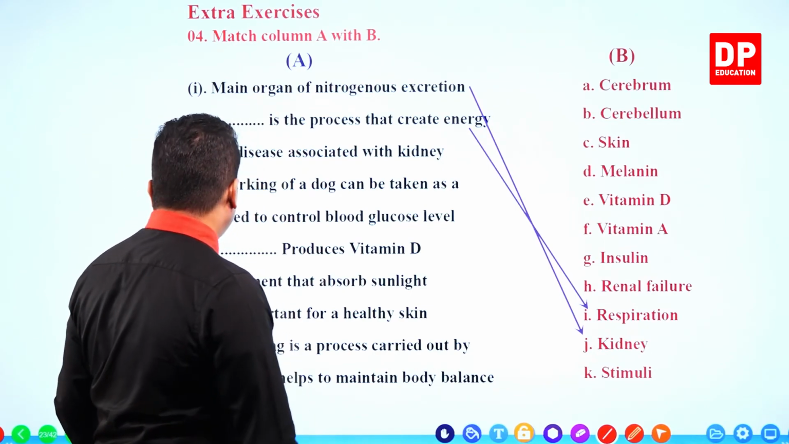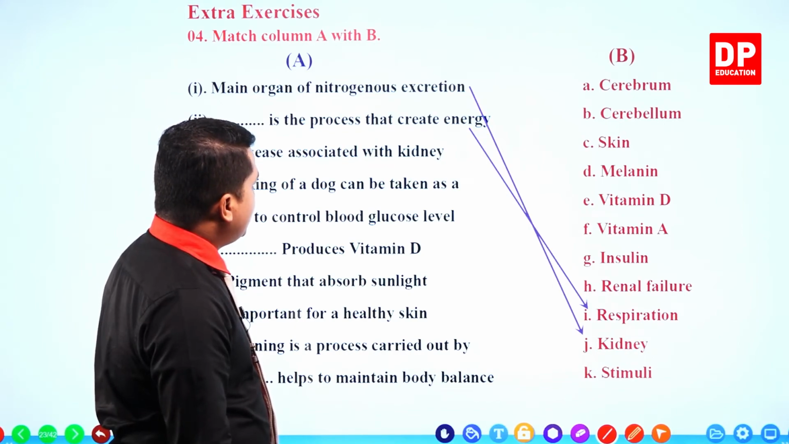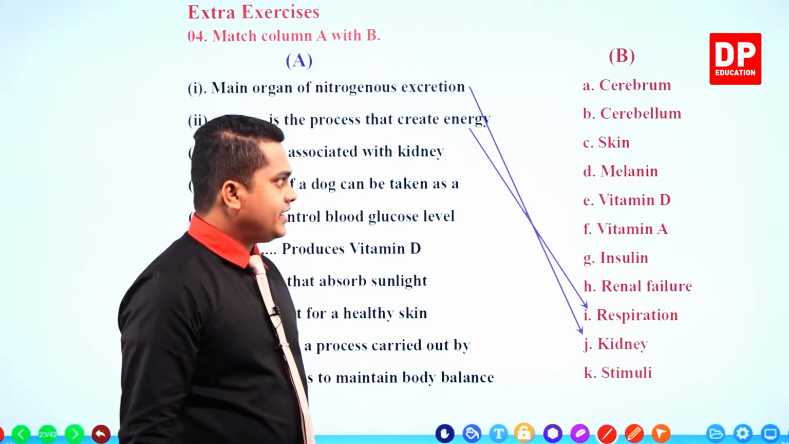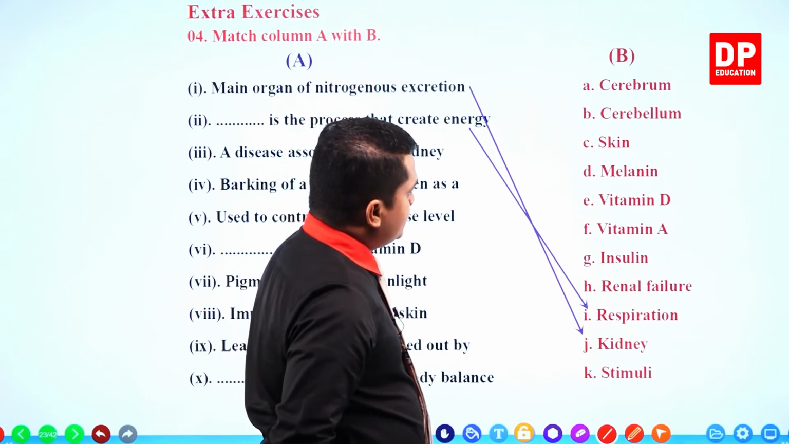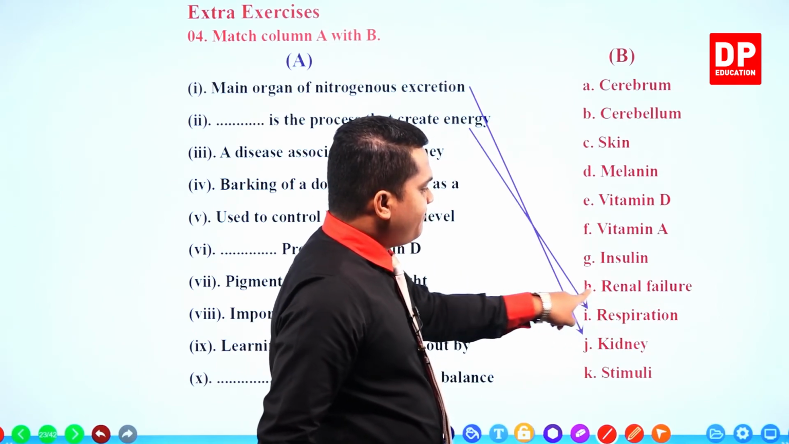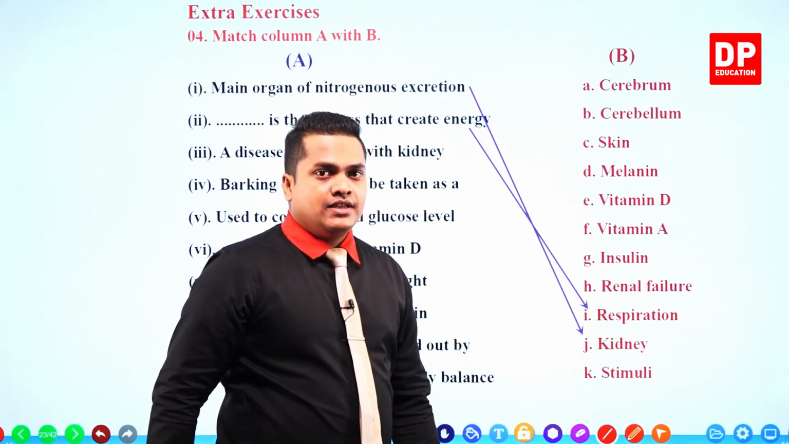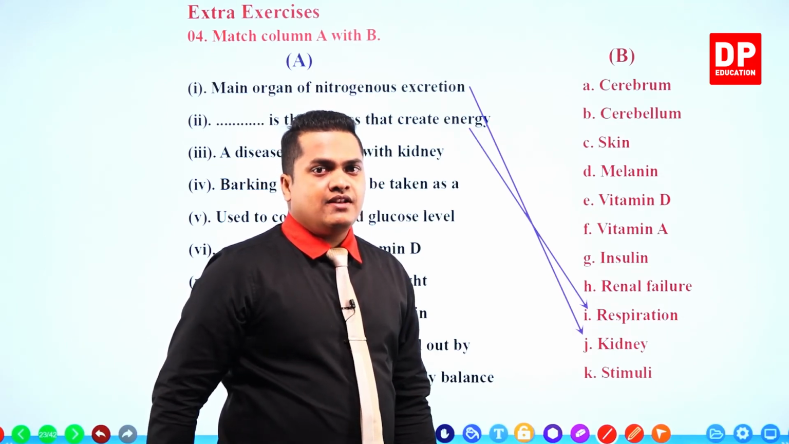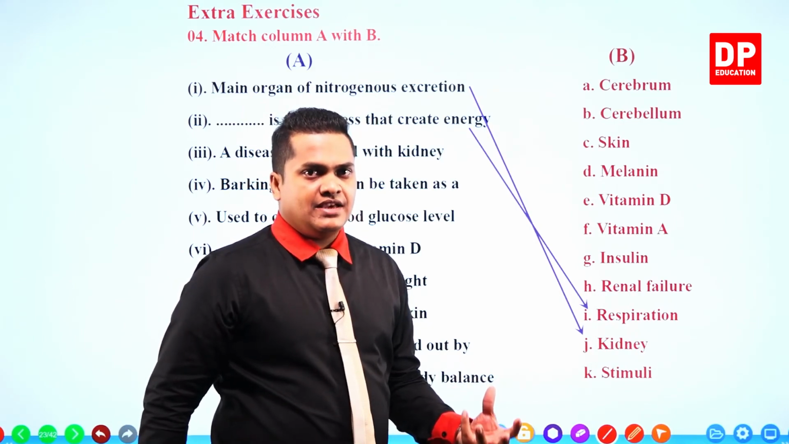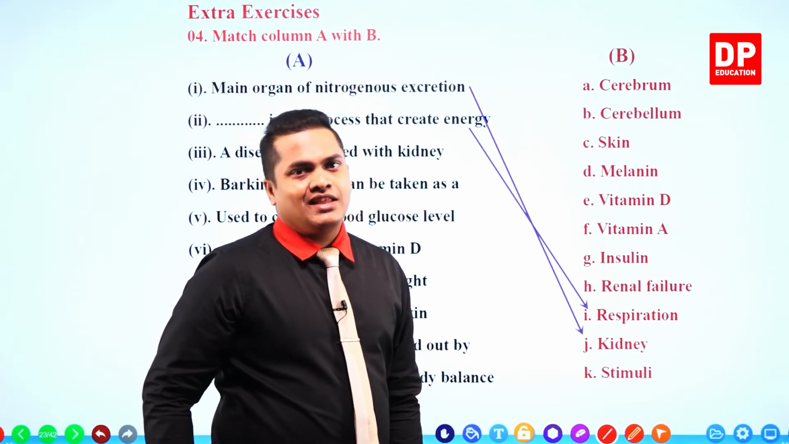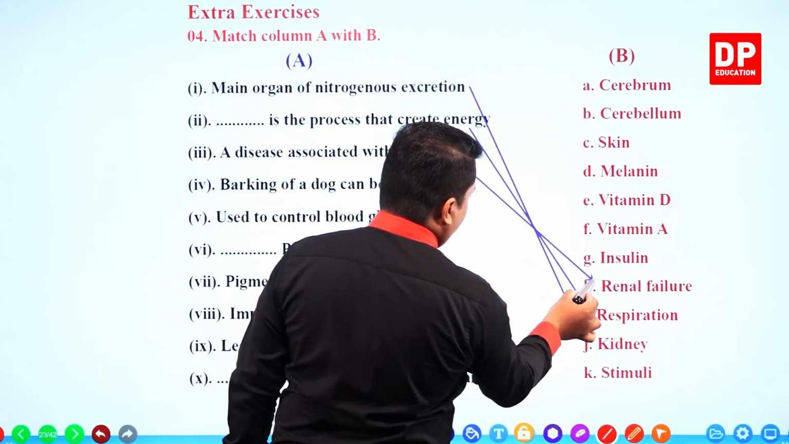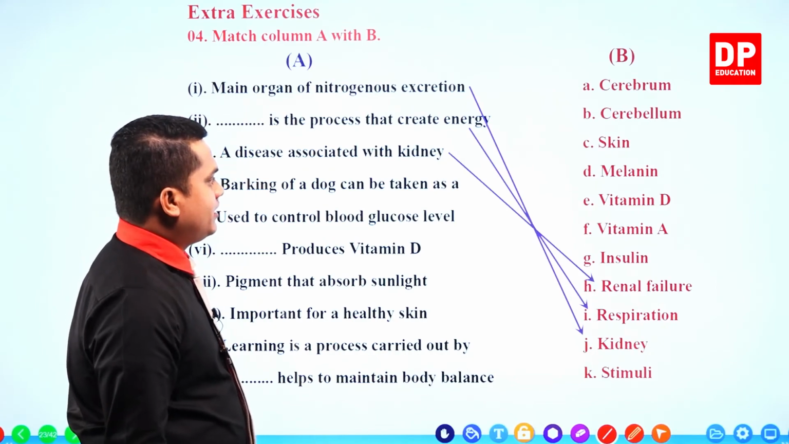Right. Next one. A disease associated with kidney. So let's see the answers. In H you can observe there is an answer called renal failure. So renal failure is a kidney disease. Renal failure means inability to produce urine. It's happening because of the failure of the filtration process in the kidney. So my dear children, a disease associated with the kidney, renal failure.